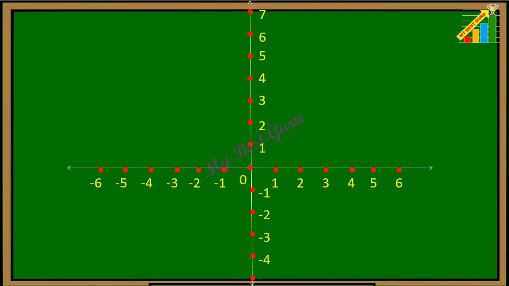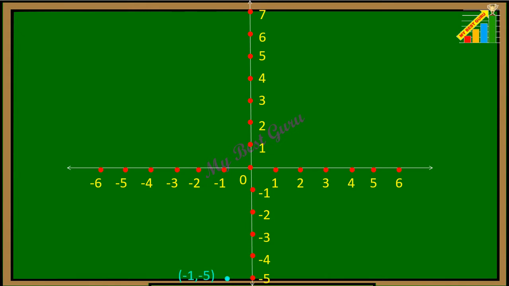Just plot the graph. Draw the x-axis and y-axis. This is point 0, where the x and y axes are meeting. Now just plot the points 1, 2, 3, 4, 5 on the right side of the x-axis, and minus 1, minus 2, minus 3, minus 4, minus 5 and minus 6 on the left side of your x-axis. Now for the y-axis, plot the values 1, 2, 3, 4, 5, 6, 7, and to the downside of the y-axis is minus 1, minus 2, minus 3, minus 4, minus 5.